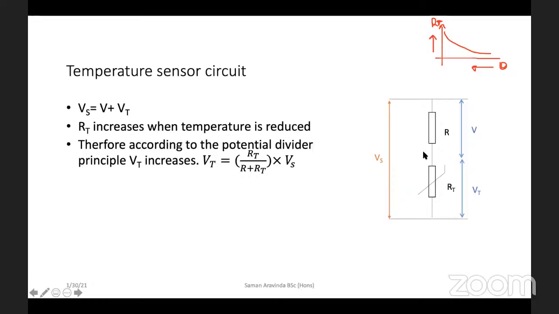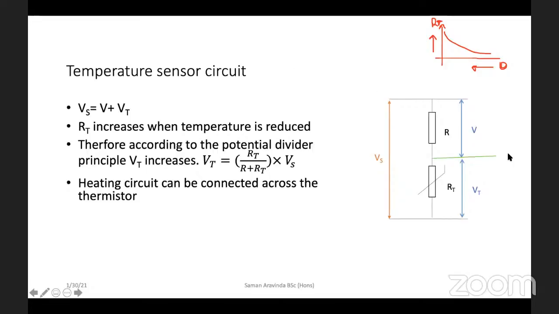So therefore, R is the heater. No, no, no, R is a fixed resistor. So where do we connect it? Across like this. Now we connect the external part like this, the heating circuit. This is the heating circuit. For the heating circuit to work, it needs power. So the heater is connected here.